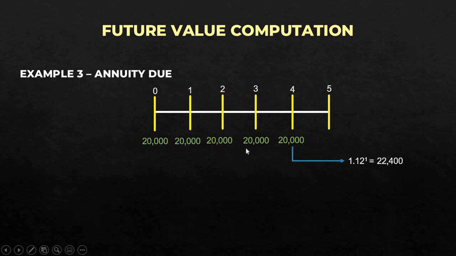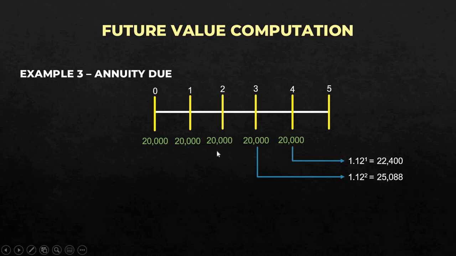Then, dito naman tayo sa 20,000 na pangalawa. So, ang formula natin dito is 1.12 squared. So, bakit positive 2 ang kanyang exponent? Kasi, meron siyang dalawang compounding period na dadaanan bago siya makarating dito sa end ng ating term. So, pag minultiply natin itong 20,000 times 1.12 raised to positive 2 or 1.12 squared, that is 25,088 pesos.